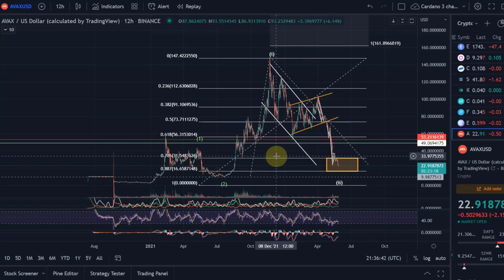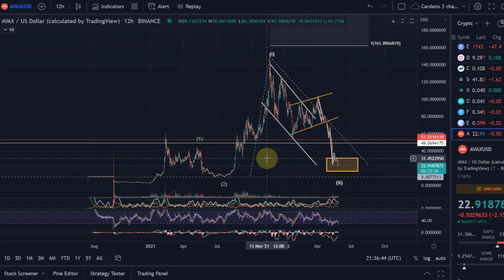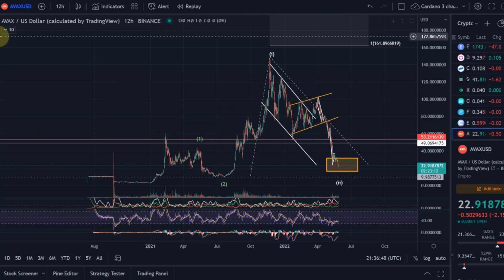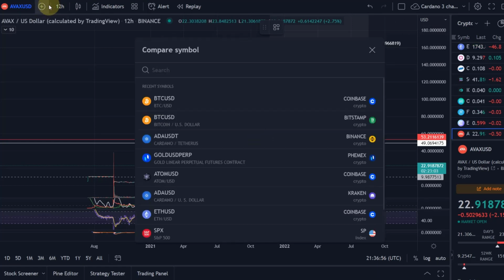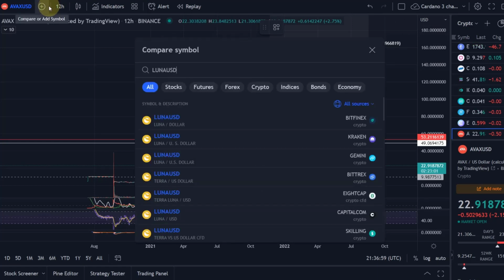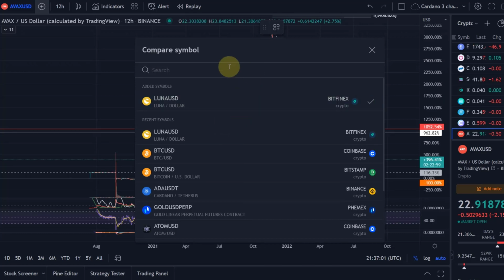It already doesn't look good, this chart. I said that before. The reason is it really looks similar to the Luna chart. That's one point, and we might even be able to add Luna onto the chart. Let's take a look if we actually can do that.